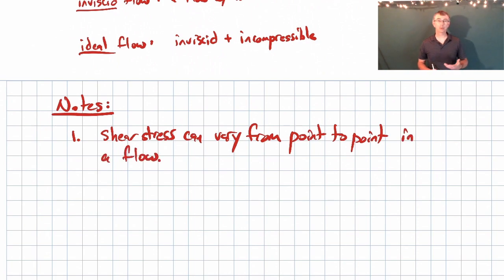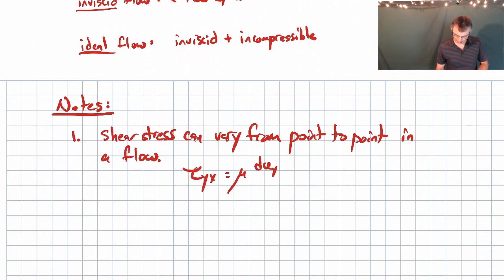I used an example of the Couette flow where the shear stress was constant everywhere, but that doesn't have to be the case. That's a very special situation. In general, the shear stress can vary because the velocity gradient could vary from point to point. Remember that the shear stress, tau yx, is mu times du x dy. I'm sorry, I had that backwards.